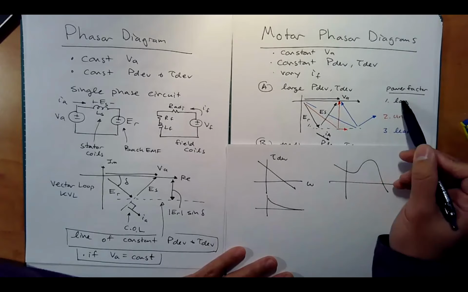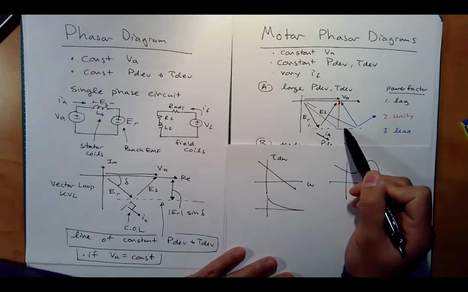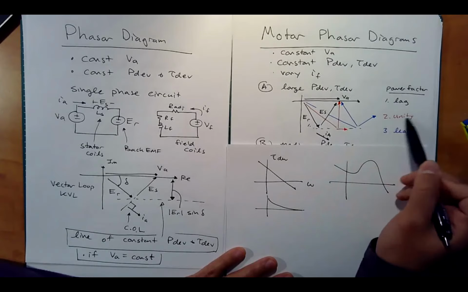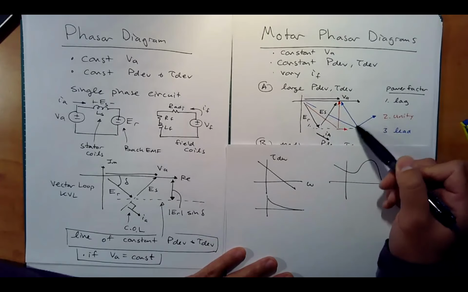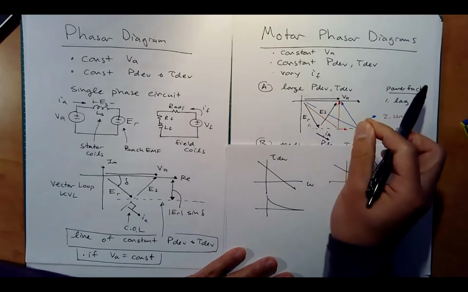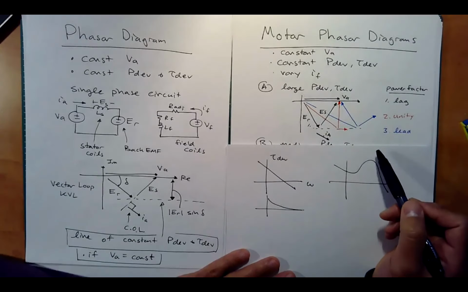Okay, notice the current. IA here is lagging VA, but here look at IA. IA is in line with VA. We have unity power factor. And look at this point 3 here, where we have IA actually leading VA as I'm increasing IF, right? And this is a result that we saw in the last lecture, okay?